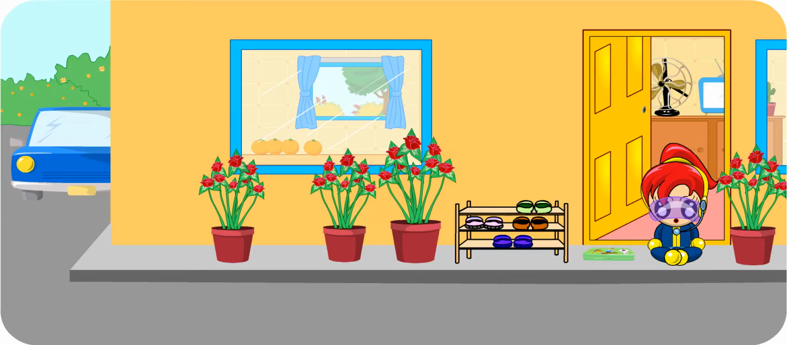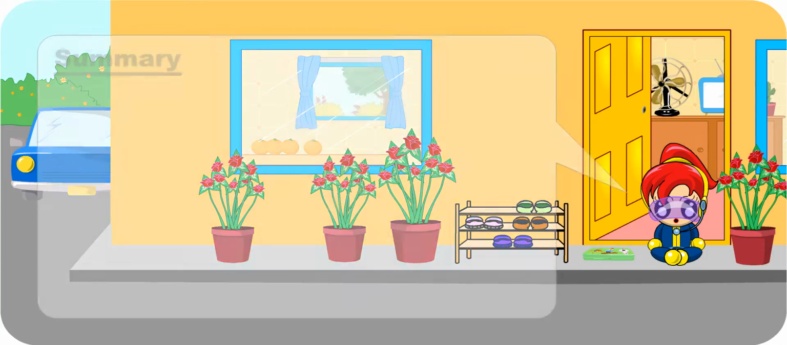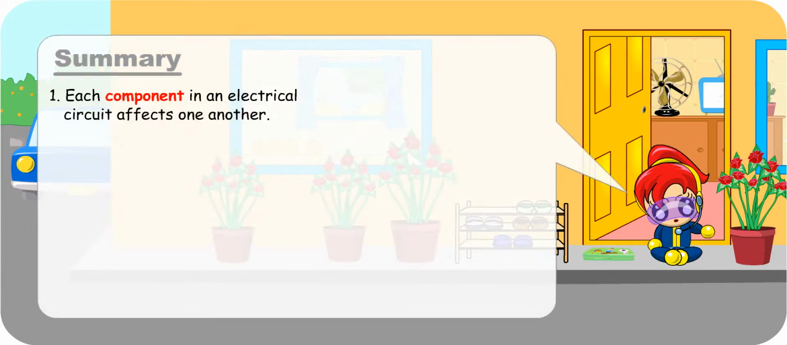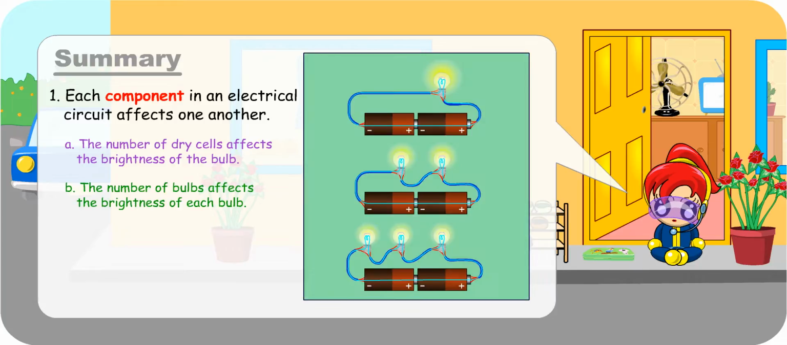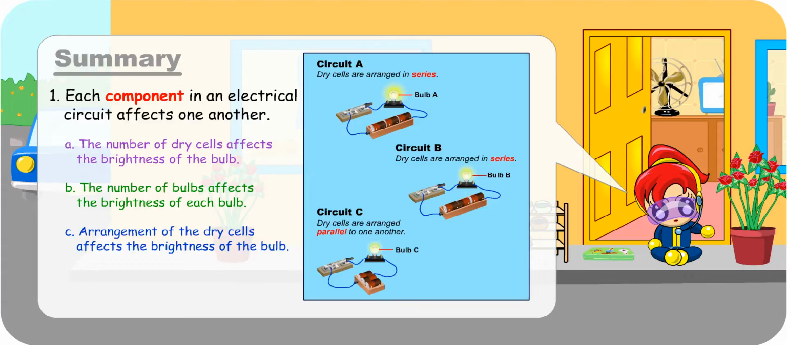Today, we have learned something about the electrical system. Each component in an electrical circuit affects one another. The number of dry cells affects the brightness of the bulb. The number of bulbs affects the brightness of each bulb. The arrangement of the dry cells in the circuit affects the brightness of the bulbs too.